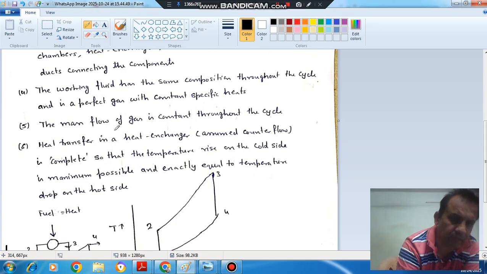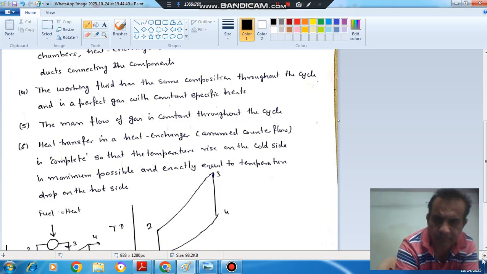Next assumption is the mass flow of the gas is constant throughout the cycle. So mass flow is constant throughout the cycle.